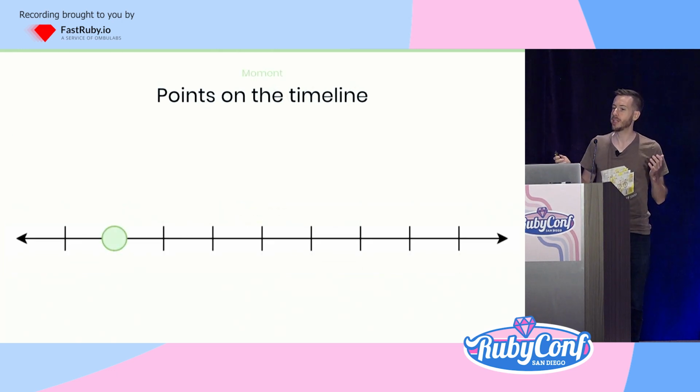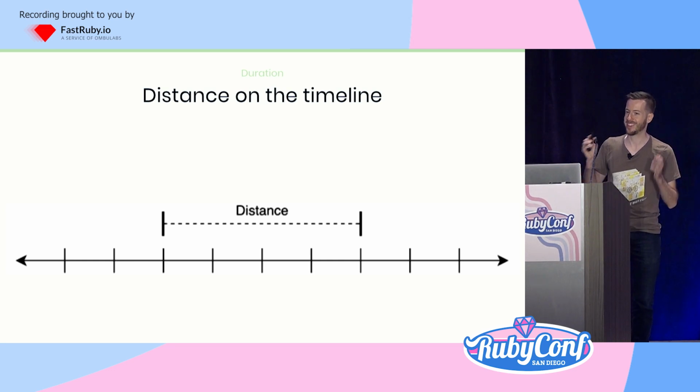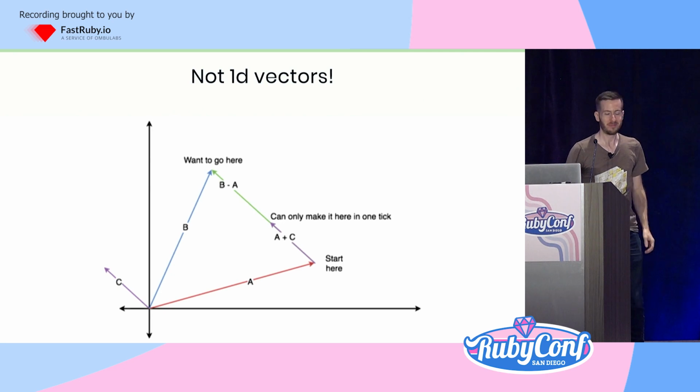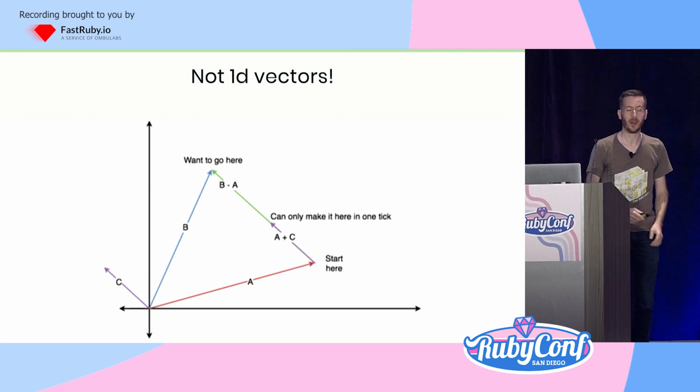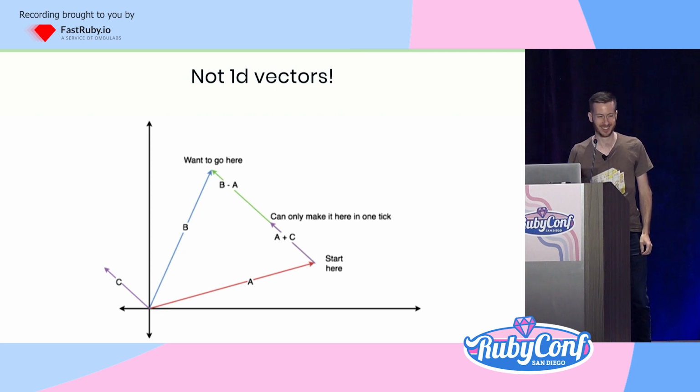And some of you might be getting really excited right now. You're like, oh, we've got this graph, we've got points. He's gonna talk about vector math and 1D vectors. That's not what this talk is about. Although if you're excited about these, come talk to me afterwards. I'd love to have that conversation.